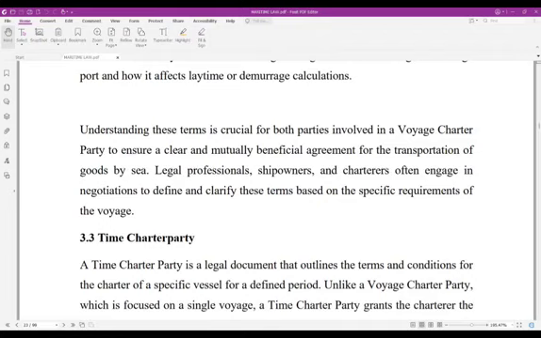Therein, legal professionals, ship owners, and charterers that often engage in negotiations to define and clarify these terms based on the specific requirements of the voyage can have a wonderful playground for the transaction of their various businesses.